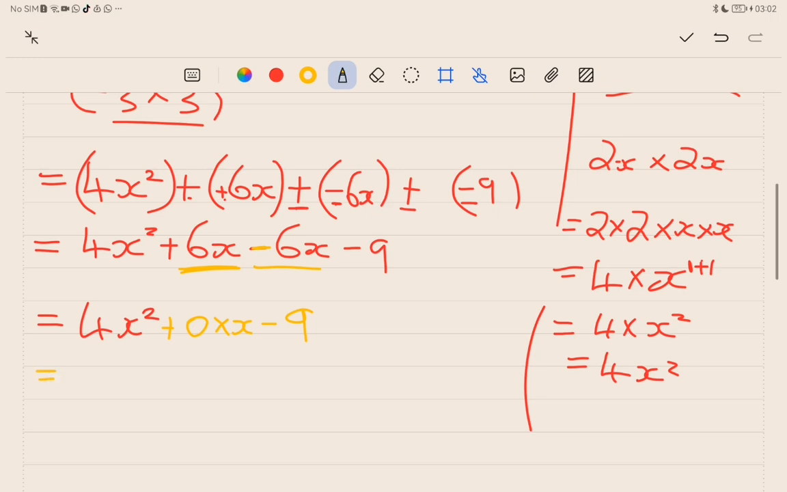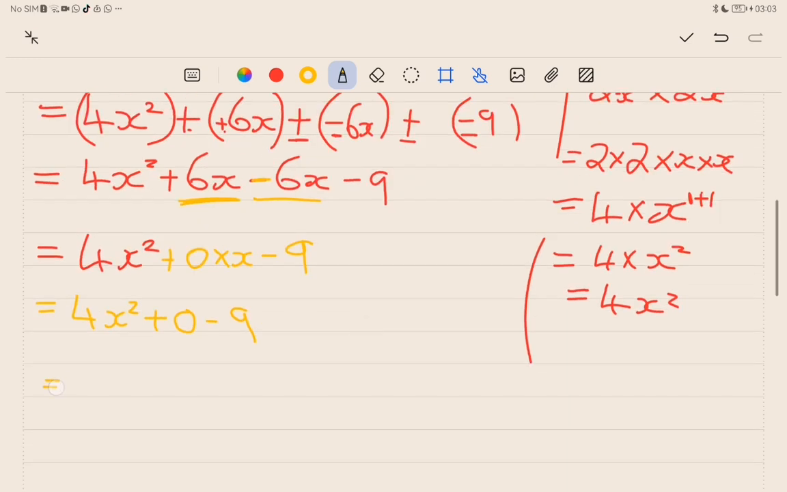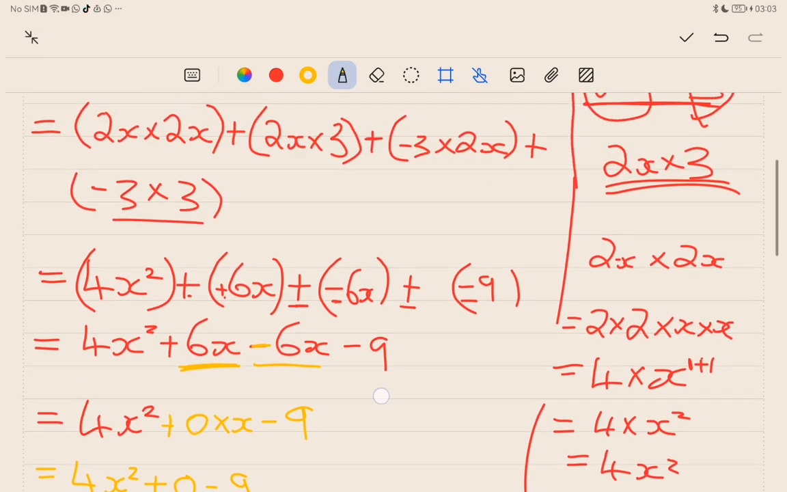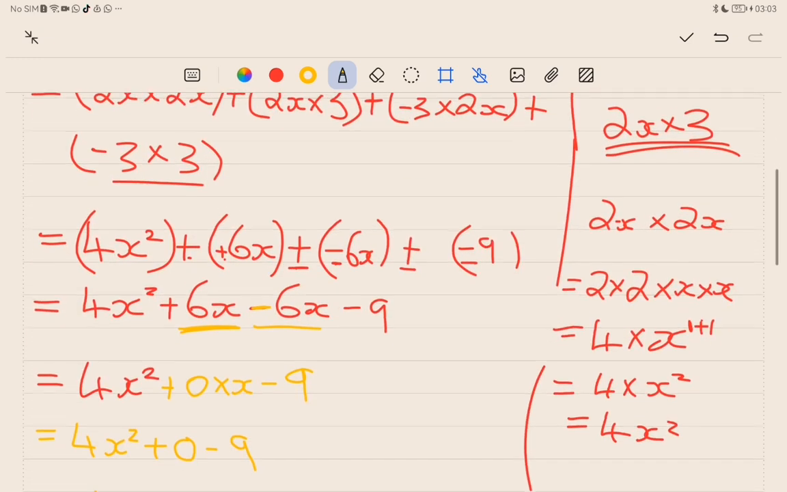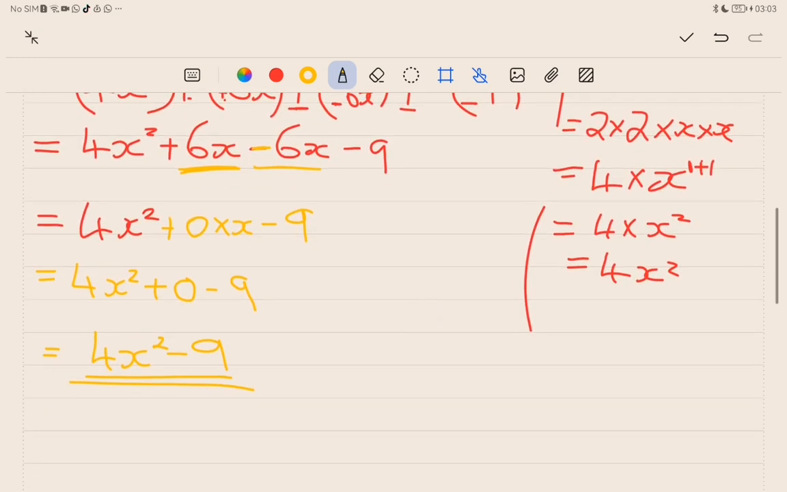Then 4x squared. But you know that anything that you multiply by 0 becomes 0. So since 0 has no effect, we remove it. So now we have something like this. This is our final destination. This is where we are supposed to be. So these are all the steps. It is just as easy as this.